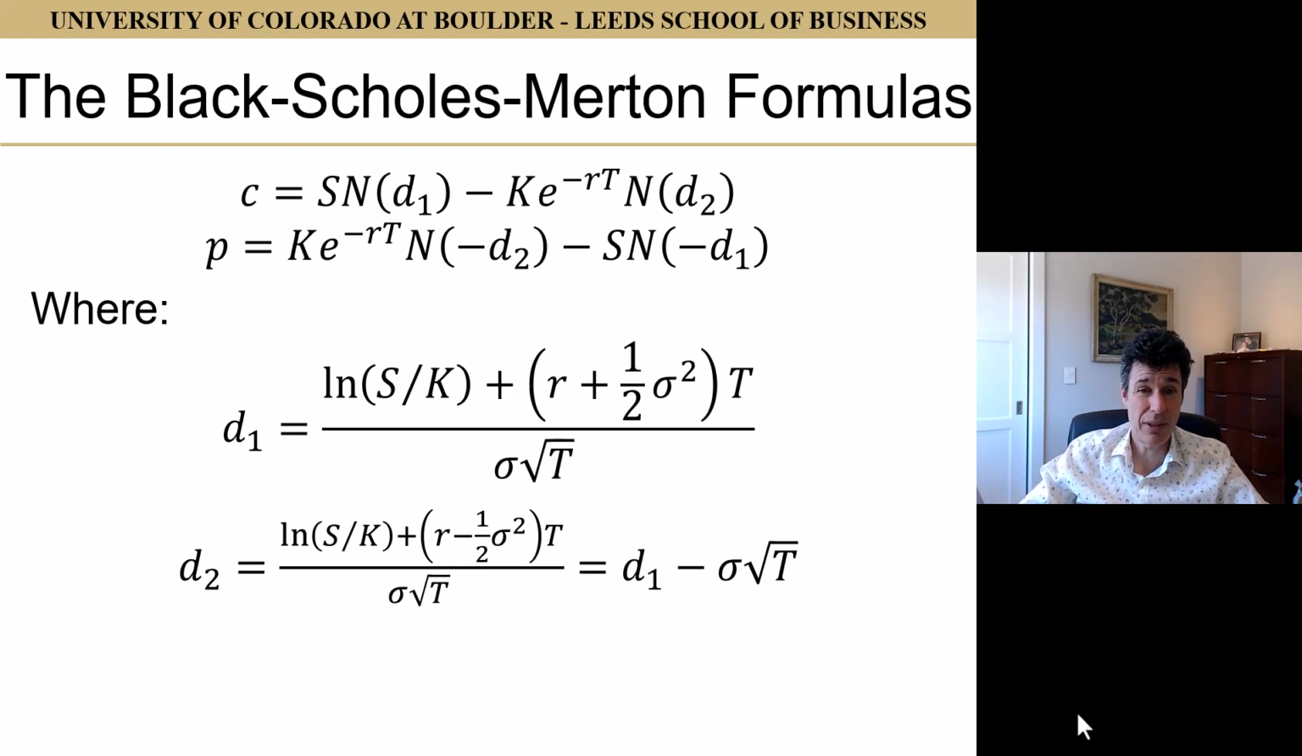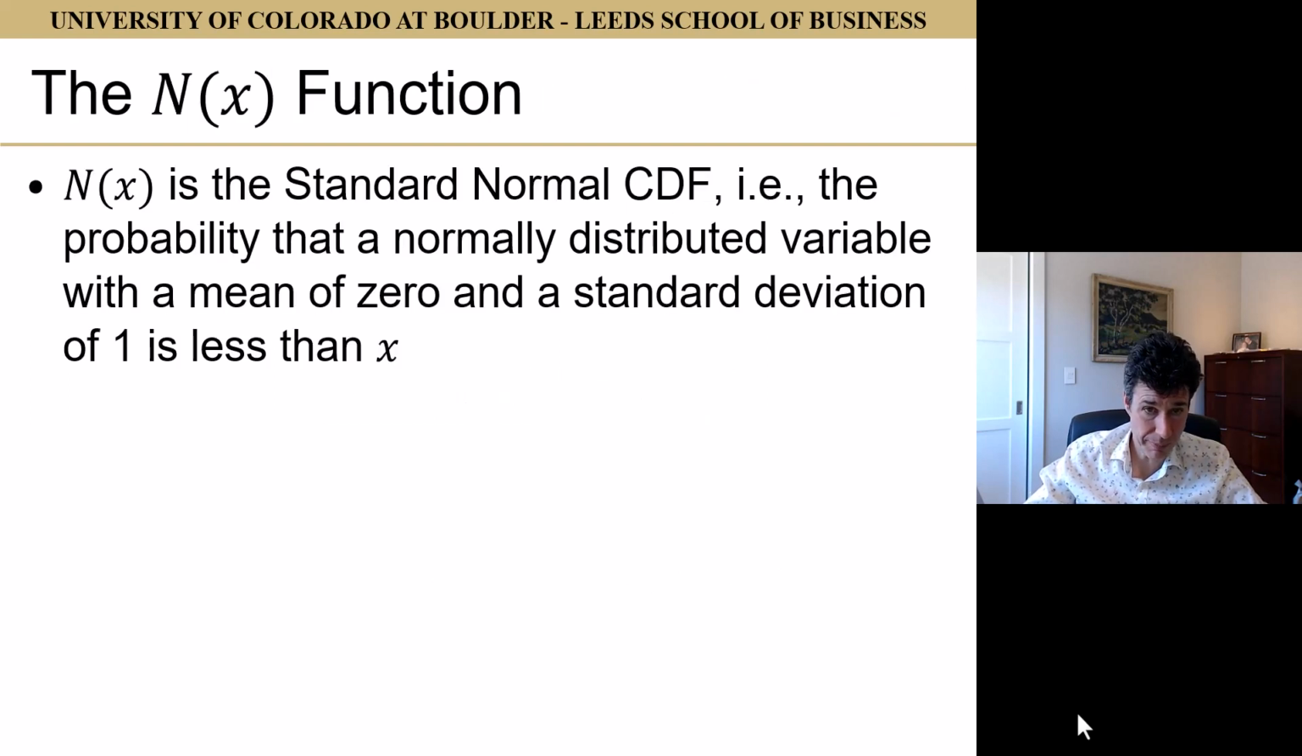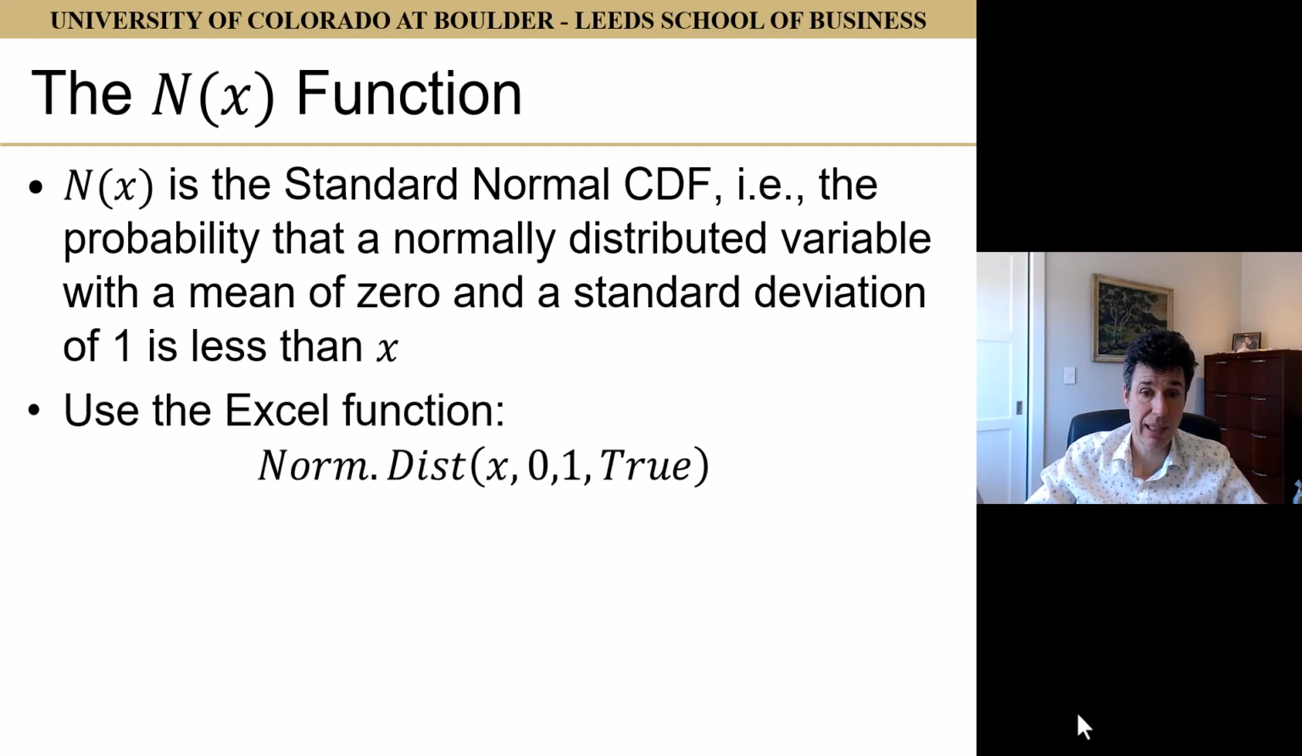Inside these formulas is the cumulative normal function. So this is the standard normal cumulative density function. It's the probability that a normally distributed variable with mean 0 and standard deviation of 1 is less than x. We can do this with one of two Excel functions, norm.dist of x, 0, 1, true, or norm.s.dist of x, true.